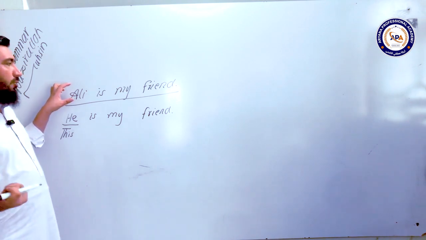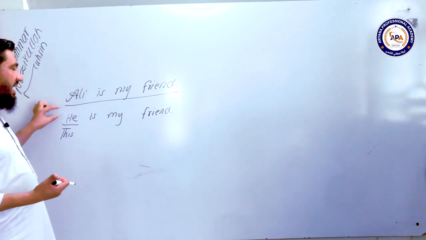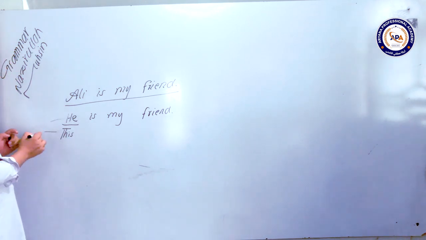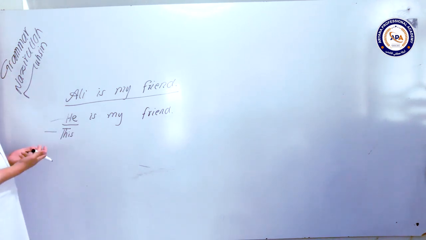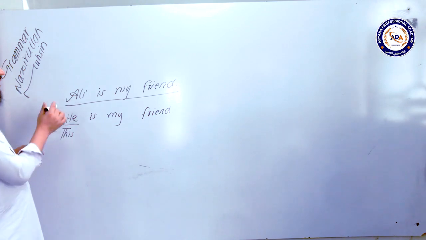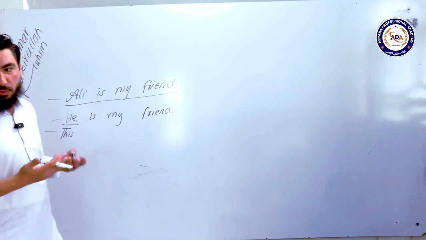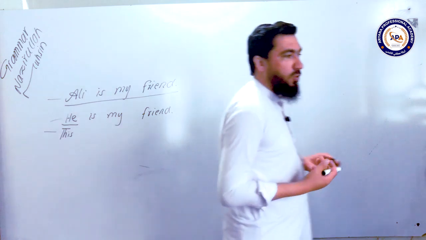So if he is sitting with you, then you can use all of them: Ali, he, and this, but commonly these two. But if he is not with you here and you want to introduce him to someone, then you have to use a noun, because people will not know him if you directly use a pronoun for him.